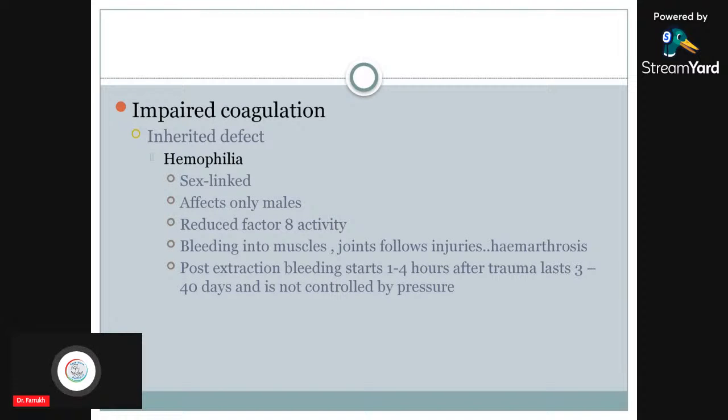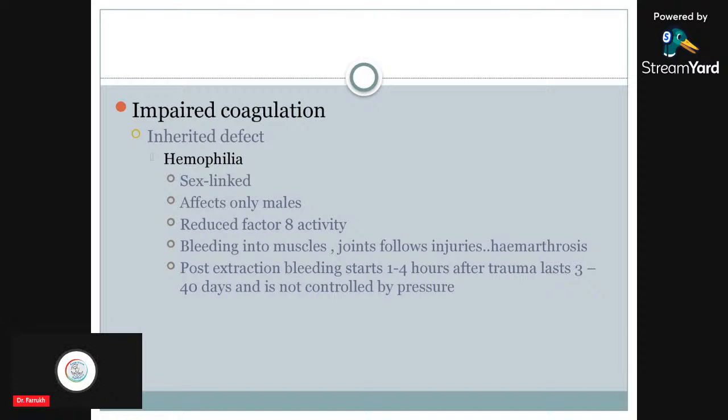So we have impaired coagulation. Basically, inherited defects also play a very big role in impaired coagulation. The most common one is hemophilia. It is sex-linked, affects only males, and is due to reduced factor VIII activity. This is a very important thing. You should know that, and it comes in the exam as well.